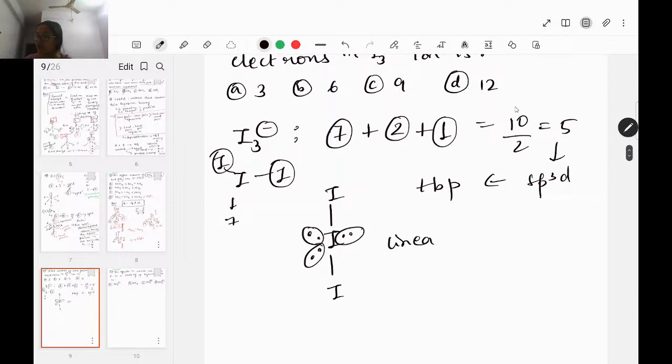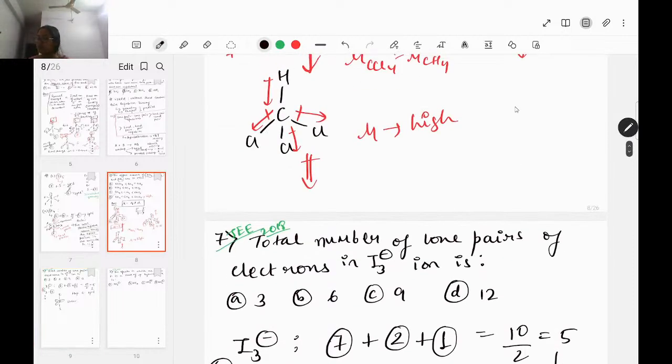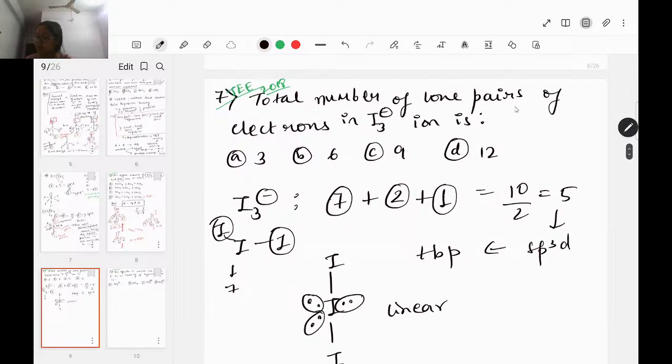But what was the question? The question was, the total number of lone pairs of electrons in I3 minus ion is what? So there are 3 sets of lone pairs. 1, 2, 3. So the total number of lone pairs is 3. So you can clearly see that JEE Mains questions are very simple. Once you get to know how to form the structures, it is very simple.